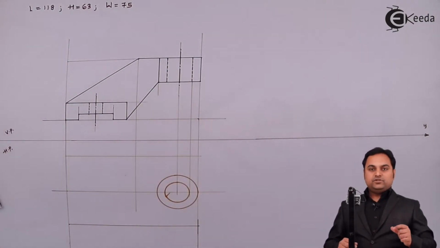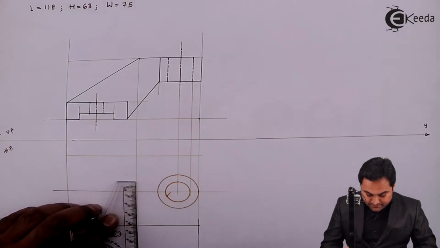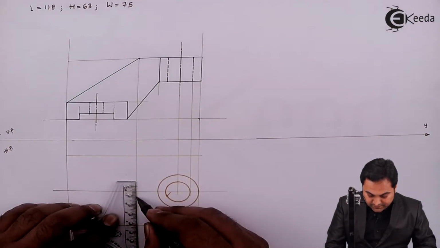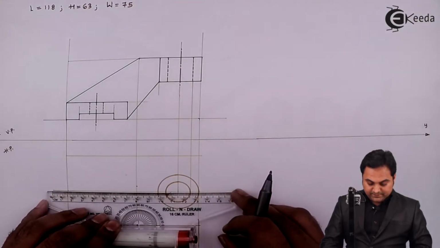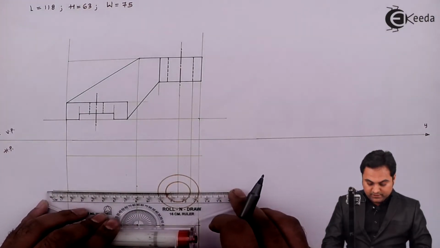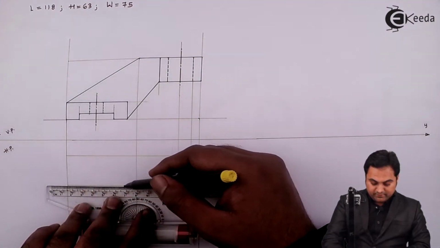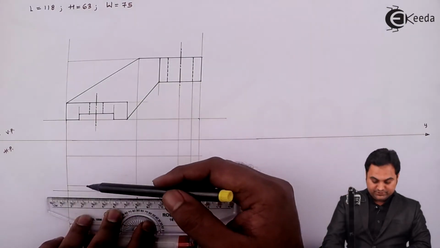Now the width of the rib is 12 mm given, so I am going to take 6 mm on one side and 6 mm on the other side. So that gives me the width as 12. Now projecting that with the help of light lines. So I am drawing a very light line through it, connecting it to the circle.